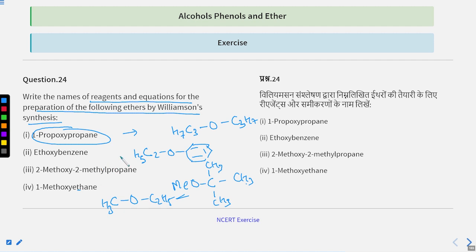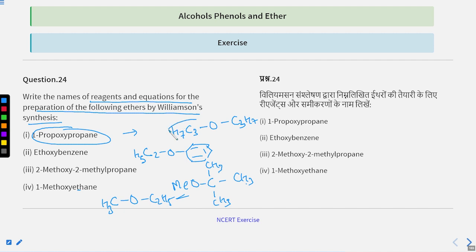And next, what do we have to do? We have to write the name of the reagent and equation. So we don't have to give the structure. We have to write the names of reagents and the equation for the preparation of the following ether. Okay, so how will we do it?